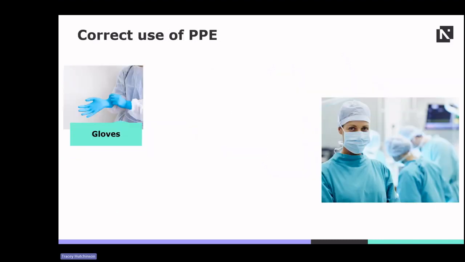In UK hospitals, the correct use of personal protective equipment is essential to minimise the risk of exposure to infectious agents and ensure the safety of healthcare workers, patients and visitors. So here's a detailed overview of the recommended practices for the correct use of PPE.